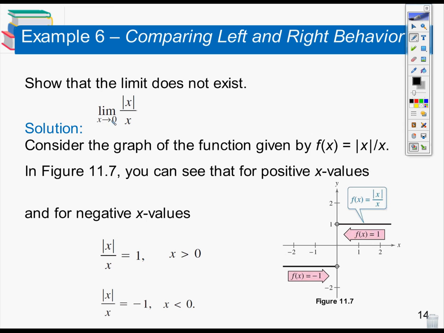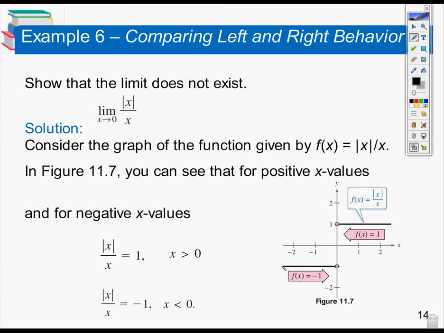So as x approaches 0, how does this function behave? Well, if I were to graph it out, this is what I would get. And it's interesting, because I always have a number divided by itself, so it always gives me a 1, but depending on if I'm greater than 0 or less than 0, it'll either be positive 1 or negative 1.